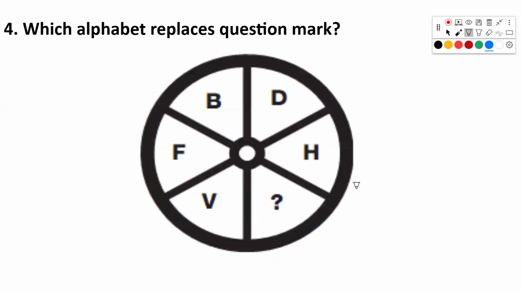Try this one and start with the lowest letter or the least letter. Start with the least letter, like B which has a value 2, and go clockwise.